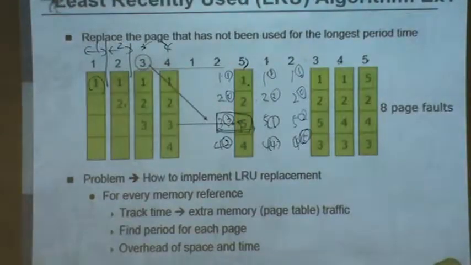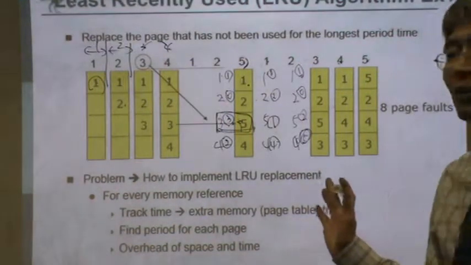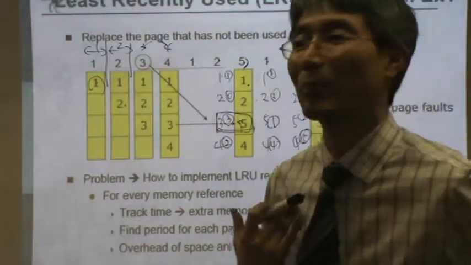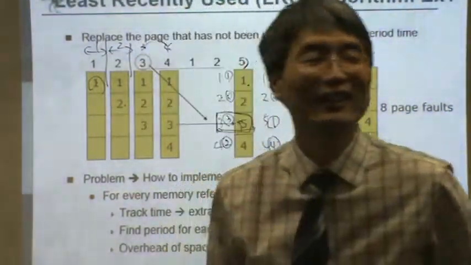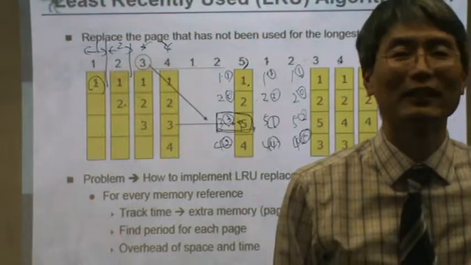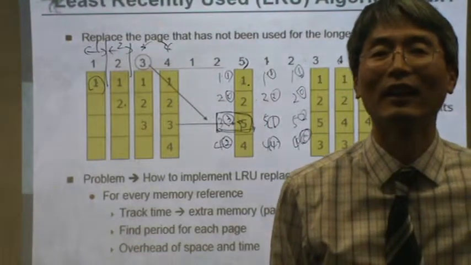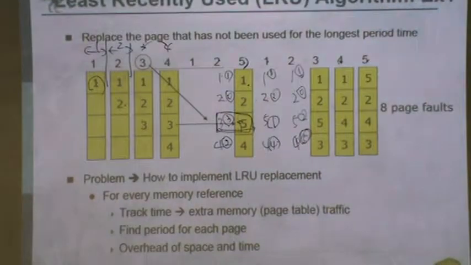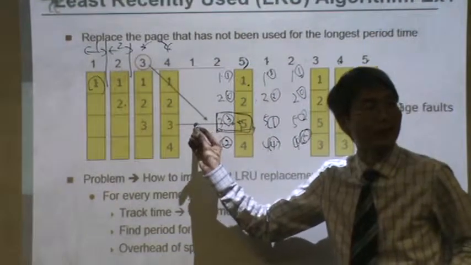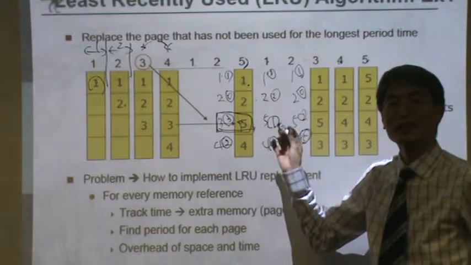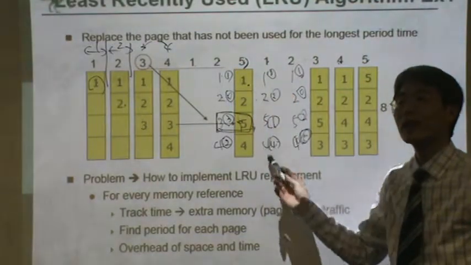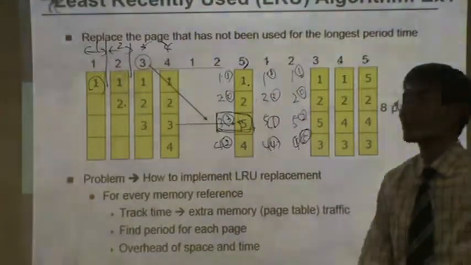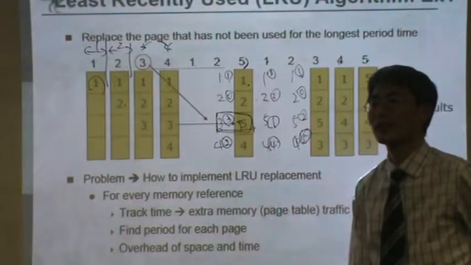There exists one big problem. I already encountered it when I explained this. After every occurrence we have to check. I made a mistake one time over here, and the second time here. That means every time you need to check the time: which one is the least recently used one?